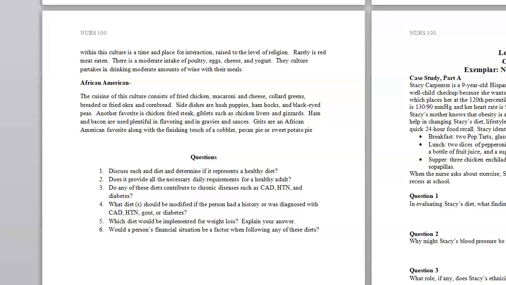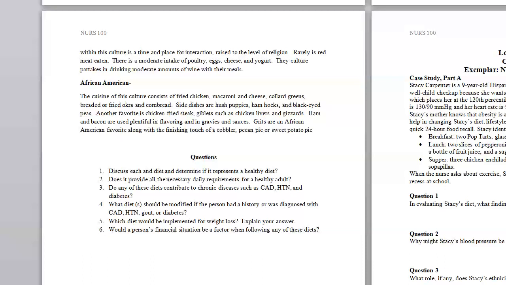Does it provide all the necessary daily requirements for healthy adults? It can, as long as they're getting all those proper nutrients, a balanced amount of protein, carbohydrates, and fats. And do any of these diets contribute to chronic diseases such as CVD, hypertension, and diabetes? I think some of these you could answer yes, especially with the Mexican diet, and of course with the African American. A lot of fat, a lot of salt, high sodium.